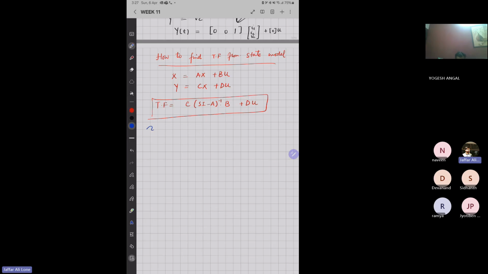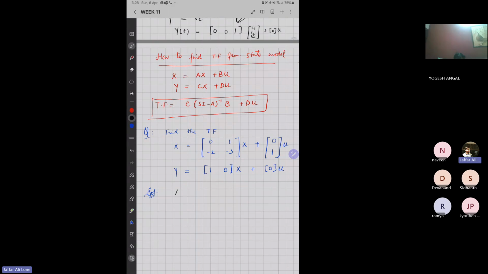Now let's solve a question based on this. Find the transfer function of the following system where x dot is equal to [0, 1; minus 2, minus 3] x plus [0; 1] u, and y is [1, 0] x plus 0 times u. Please solve it and tell me the answer. Again, use the same formula. I'll also solve with you.